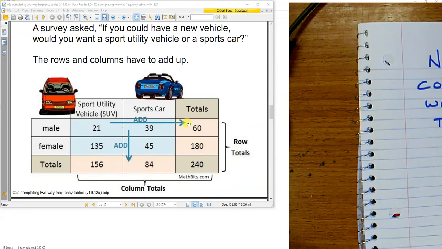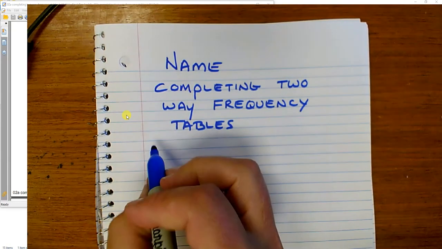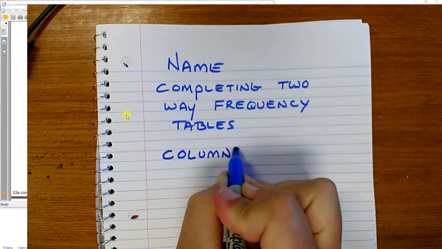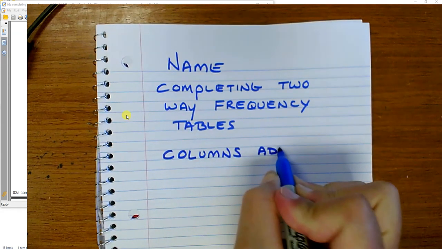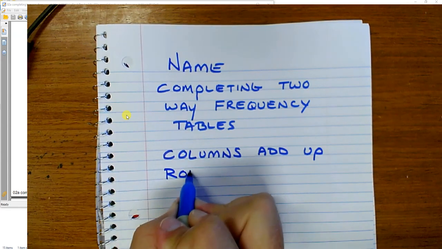Then each of the rows have to add up. 21 plus 39 is 60. 135 plus 45 is 180. 156 plus 84 is 240. The columns add up and the rows add up. Let's get that into our notes. The columns add up. And the rows add up.